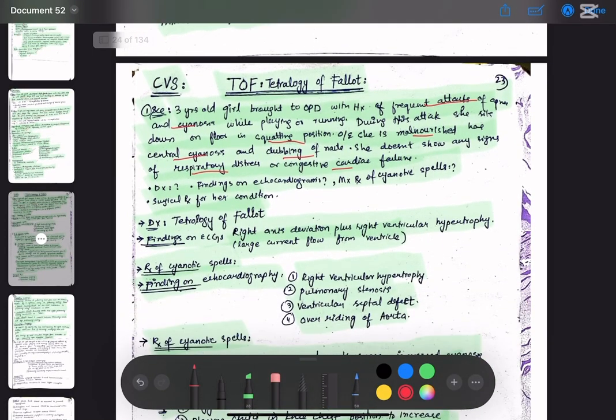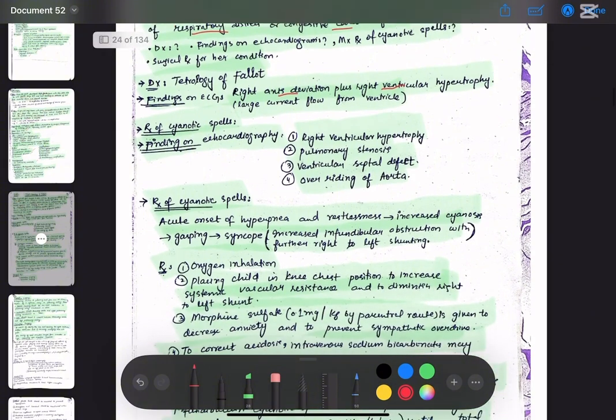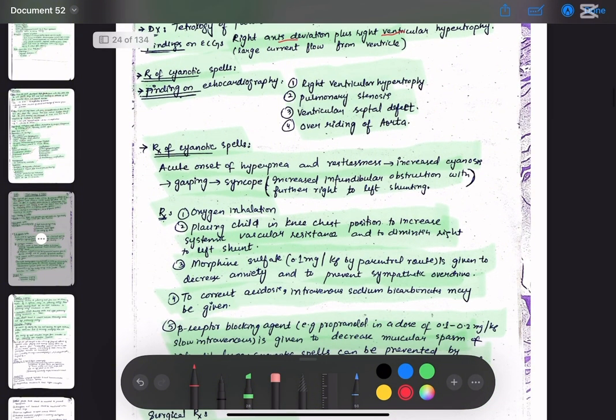There are frequent attacks of apnea and cyanosis, the patient sits in a squatting position, and the patient is malnourished and centrally cyanosed, and clubbing is present, and there is no respiratory distress or congestive cardiac failure. So the diagnosis is tetralogy of Fallot, and these are the findings on ECG: right axis deviation plus right ventricular hypertrophy. And then the treatment of the cyanotic spell is here.